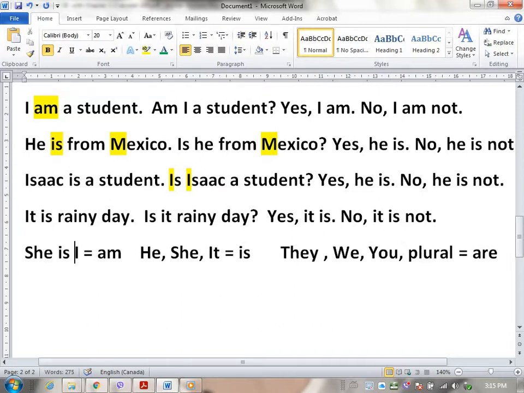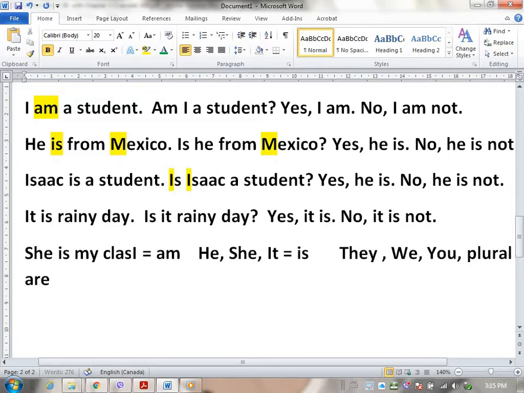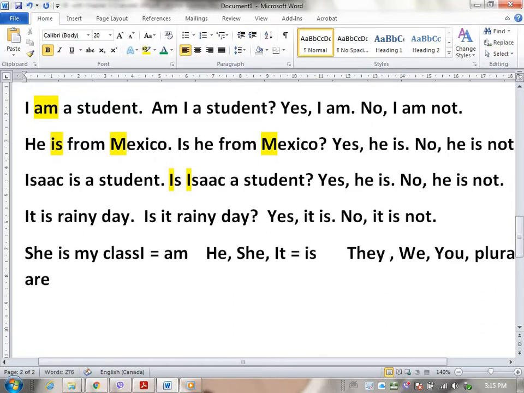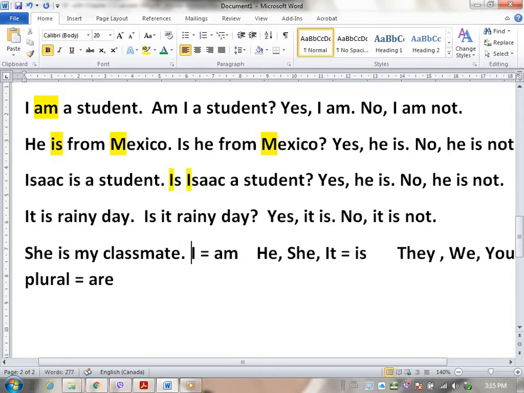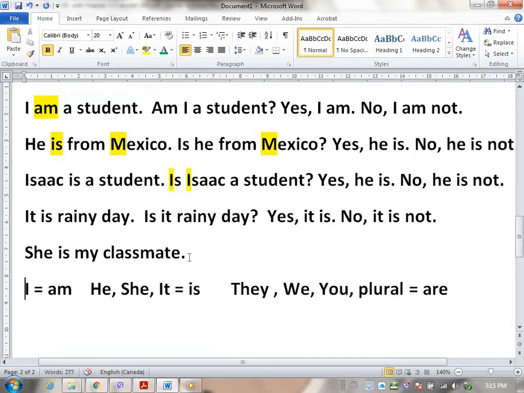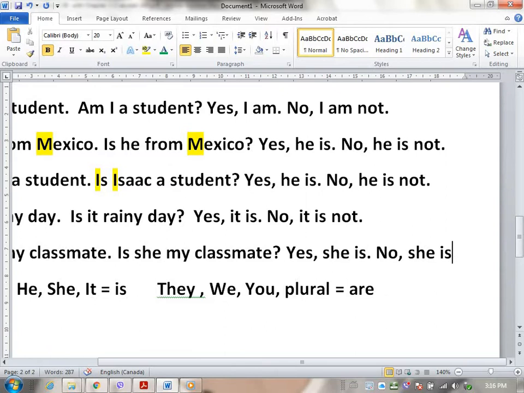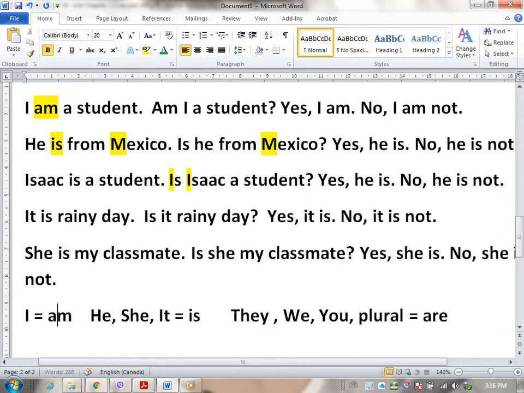Let's say she is my classmate. She's my classmate. Then I make a question. Is she my classmate? Question mark. Yes, she is. Yes, she is. Or no, she is not. Now let's go for they.